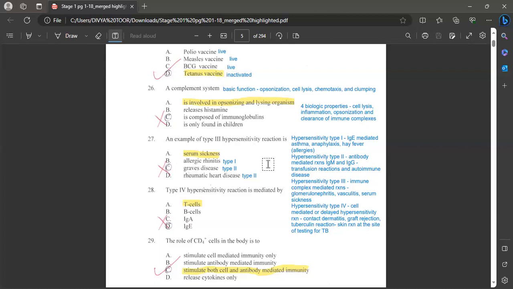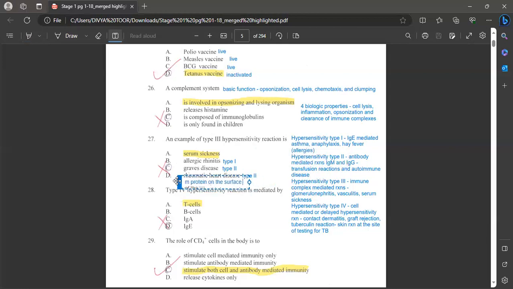Type 4 is mediated by T cells. Type 3, yeah. Wait a minute. Across Graves types 2, allergic type 1, rheumatic heart disease. Yeah, rheumatic is type 2. Oh yeah, because of the M protein. It's type 2, because it's on the surface, yeah.